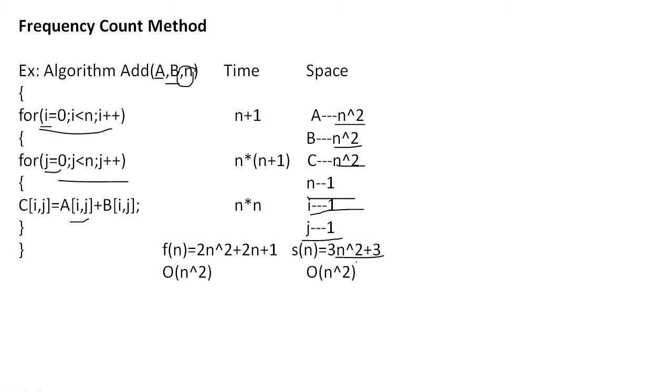What is the degree of this one? Here the variable is n, and the highest degree for this is n square. So the order, or degree, of this function is big O of n square. So this is the space.